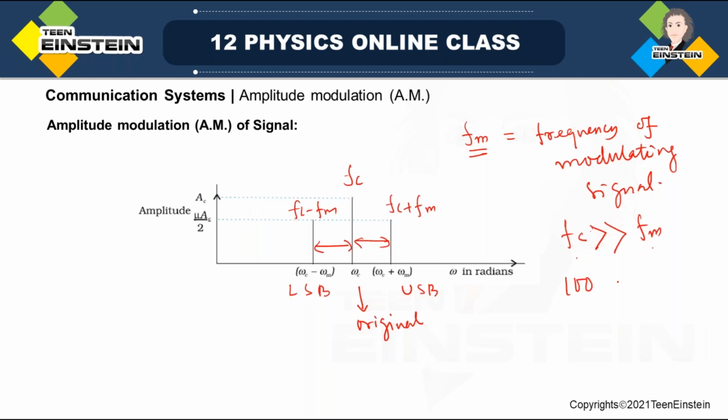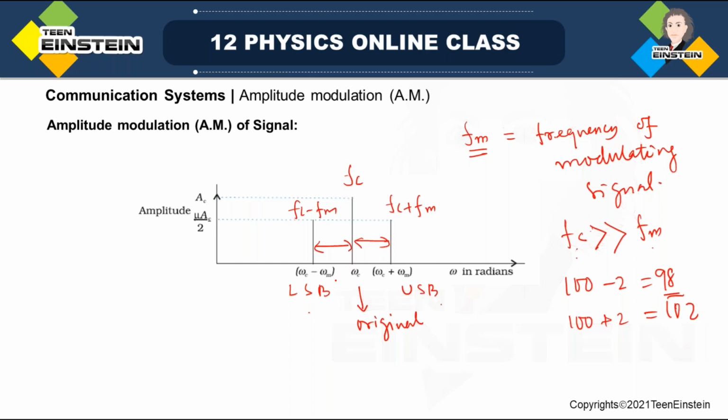Suppose fc is 100 and fm may be 2. So 100 minus 2 will be 98, or 100 plus 2 will be 102, and the original one is 100. So you can guess that fc, LSB and USB are situated very near to each other.